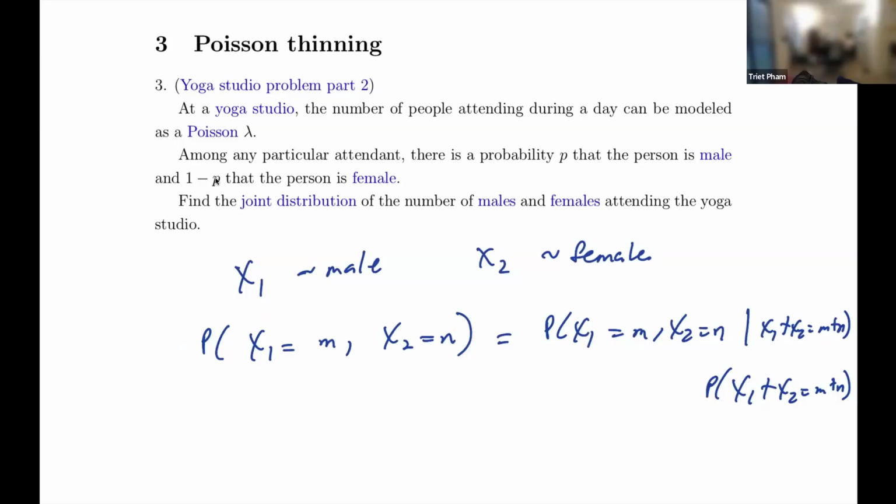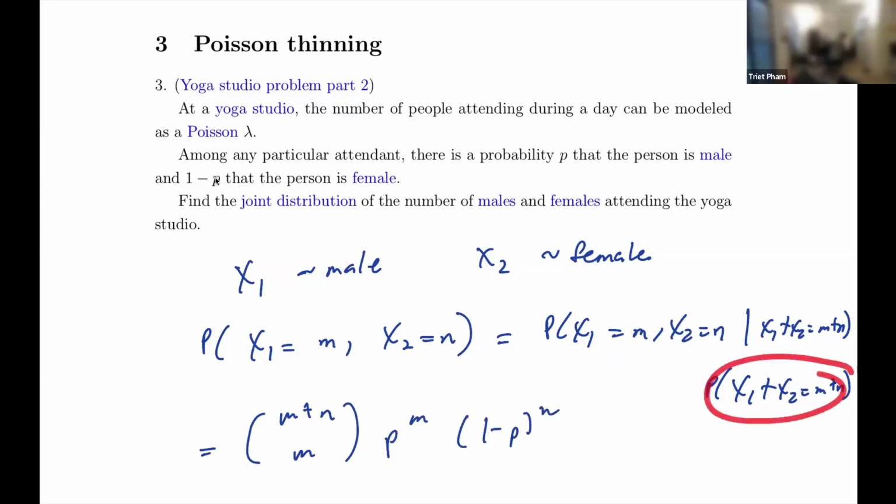Do you understand? Any question about that? That's the key to this problem. Because then the rest are just kind of filling in numbers, because you will figure out that this part is just a binomial. So m plus n choose m, p to the m, 1 minus p to the n.